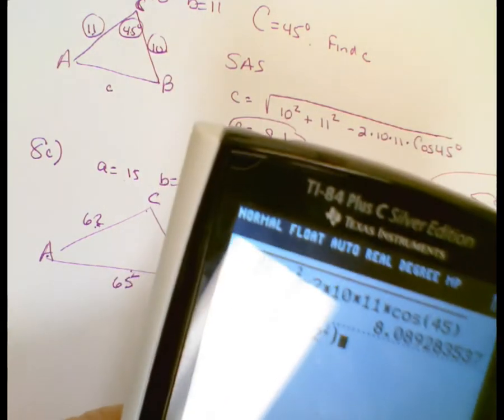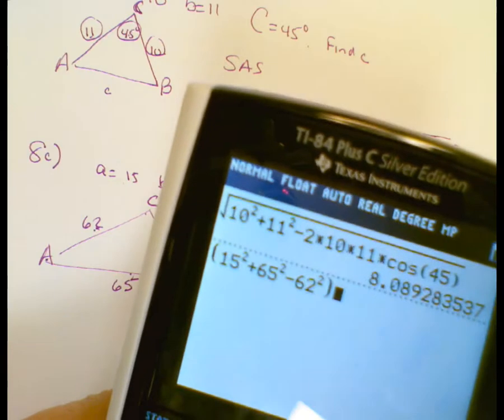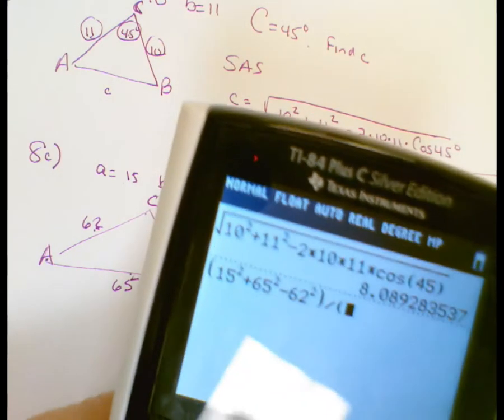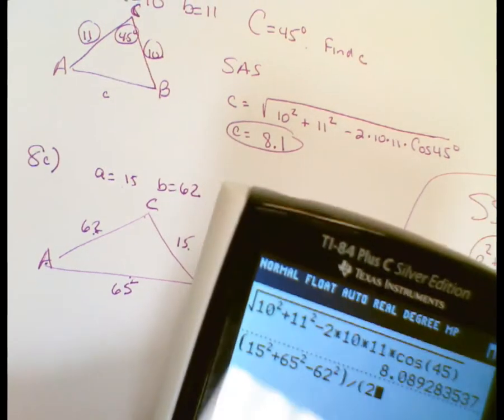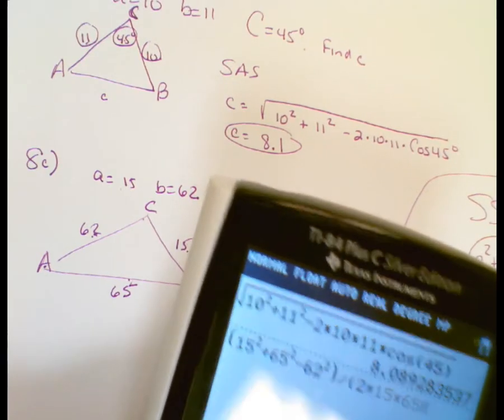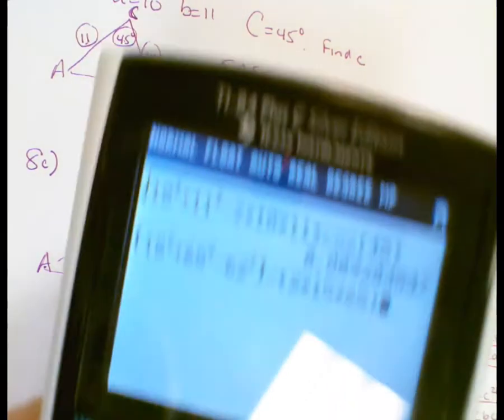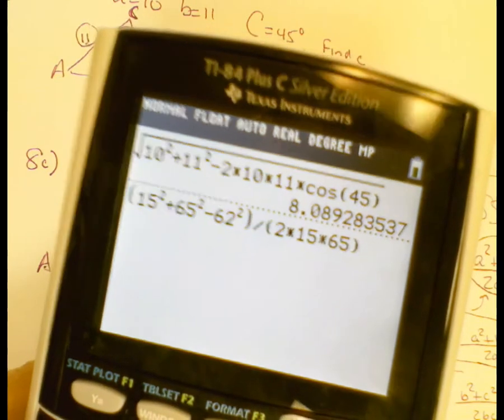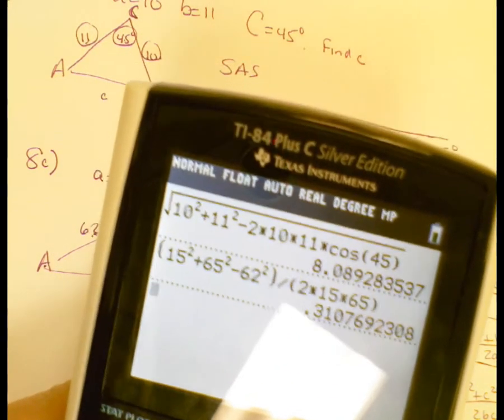Parenthesis. So by putting the parentheses, you're getting that all to be one number. Then divided by parenthesis. And then you're going to do 2 times 15 times 65. Parenthesis. So this is what it looks like. Now when you press equals, you're going to get a decimal.